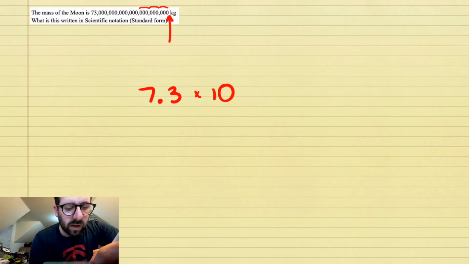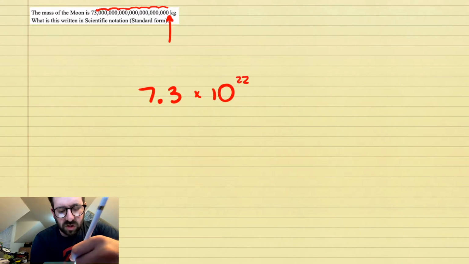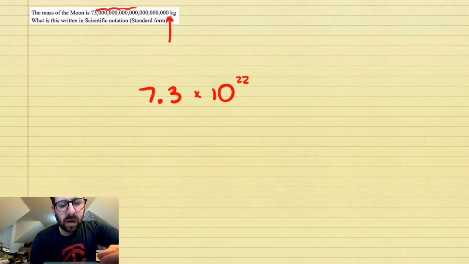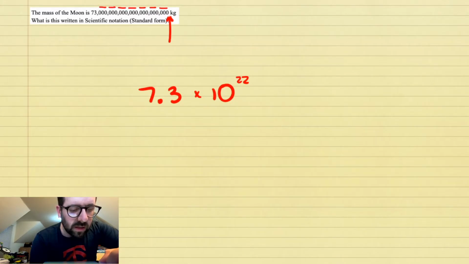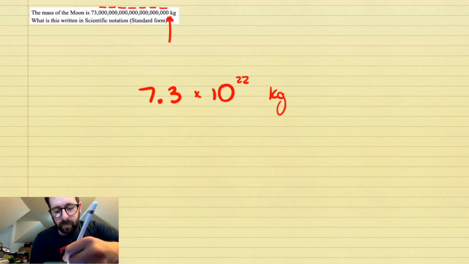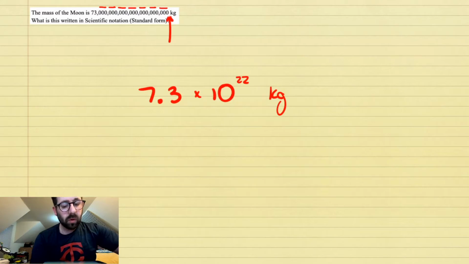So this is 3, 6, 9, 12, 15, 18, 21, 22. So maybe it's the 22nd power. Let me just count that one more time. I want to confirm that is the 22nd power. 3, 6, 9, 12, 15, 18, 21, 22. Yeah, 22. And that's in kilograms. So it's proper scientific notation for that. That's really big. Moving on to the next one. Where are we on? Problem number 6 now, out of the 10 that we have.